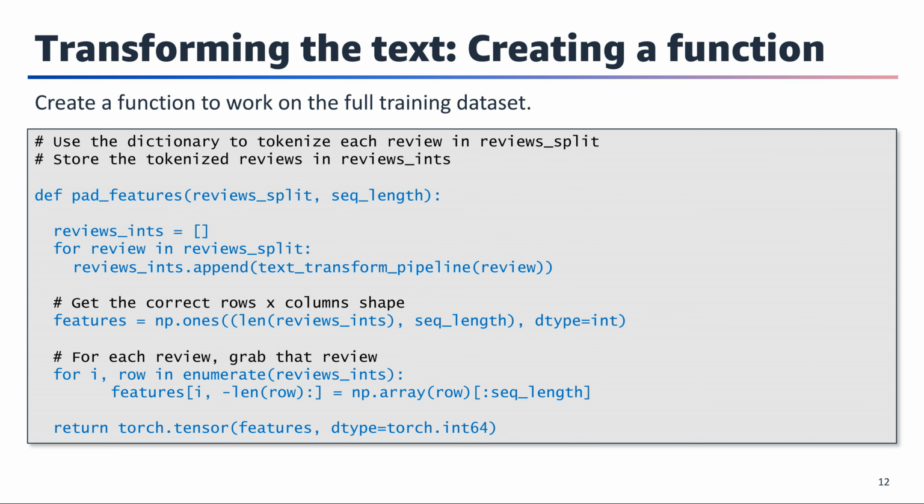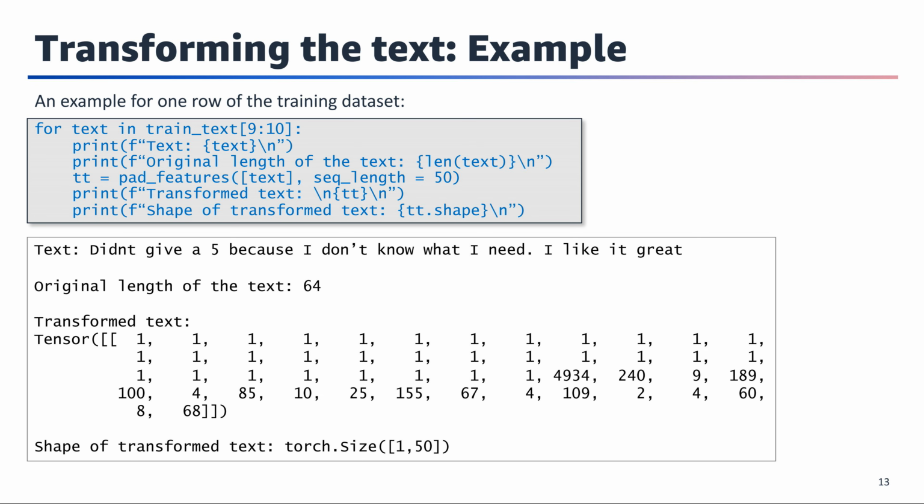Next, create a function to work on the full training dataset. Our function is called pad_features, and it uses the dictionary to tokenize each review. The tokenized reviews are then stored.